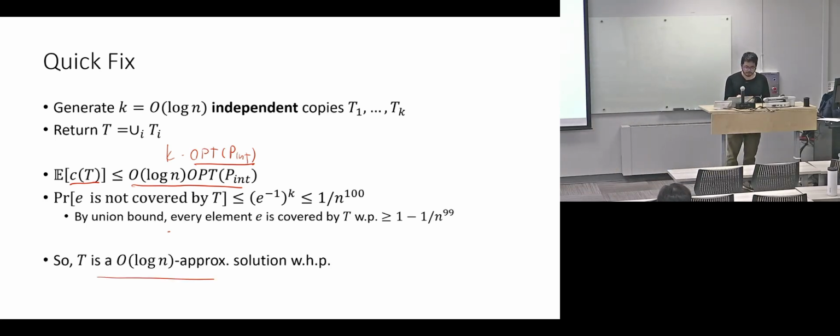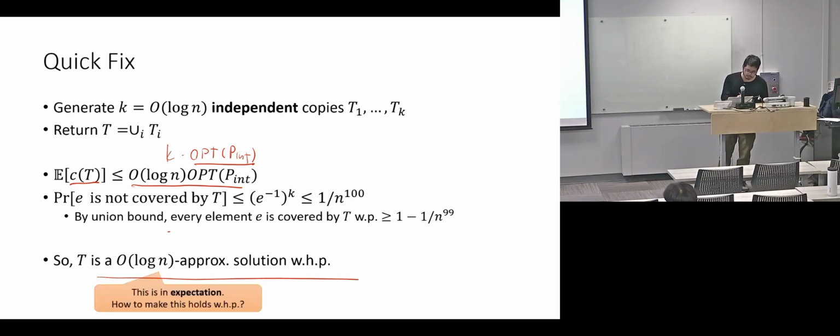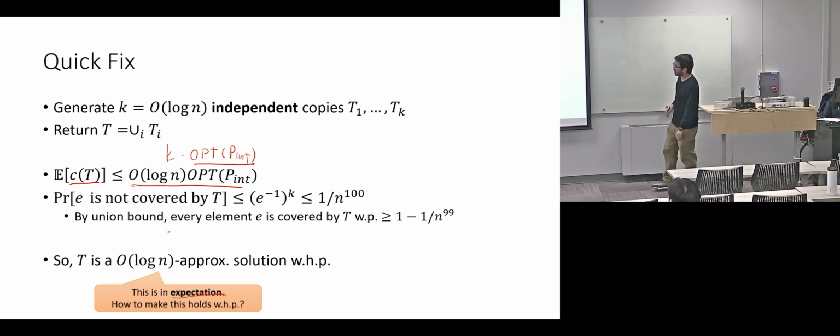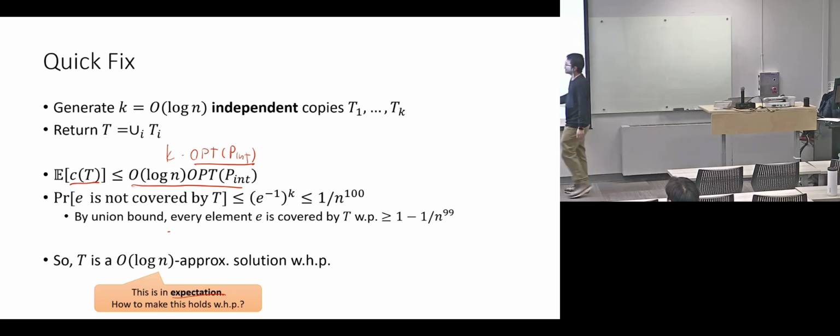Okay, so this is a log n approximation with high probability. And note that the cost here is in expectation. But you can make it hold with high probability easily. For example, by... how? This is just in expectation. How do you get the one that is at most log n times for sure, with high probability?